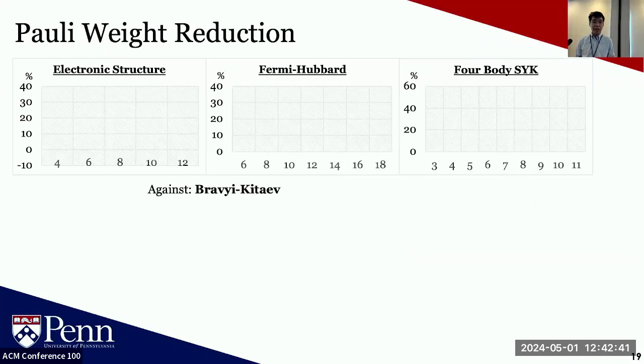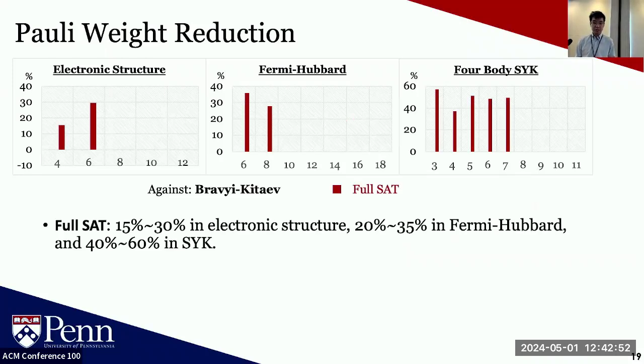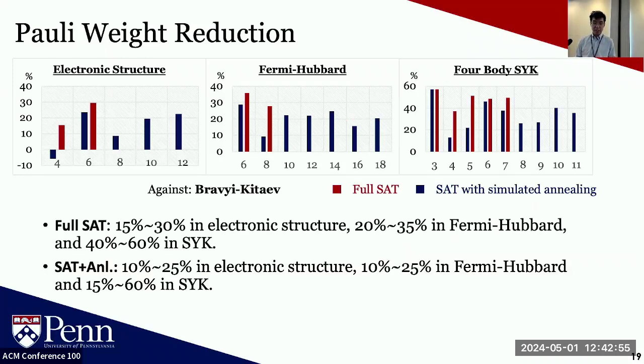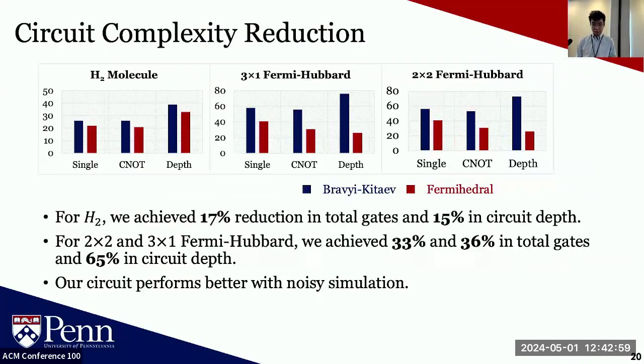So finally, we evaluated our methods against the Bravyi-Kitaev transformation on 3 different problems: the electronic structure, Fermi-Hubbard, and the SYK. Both the full SAT method and the SAT with simulated annealing achieved great reduction in polyweight. And the reduction in polyweight also reflected in the reduction of the circuit complexity. So our method against the Bravyi-Kitaev achieved both reduction in gate counts and also circuit depths.